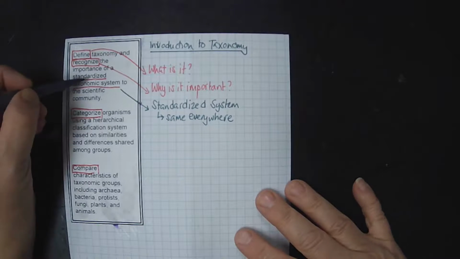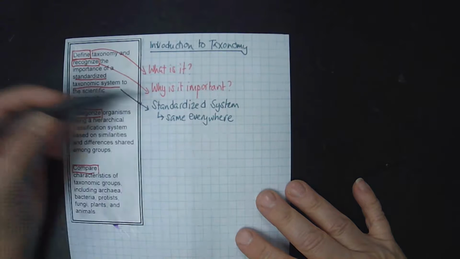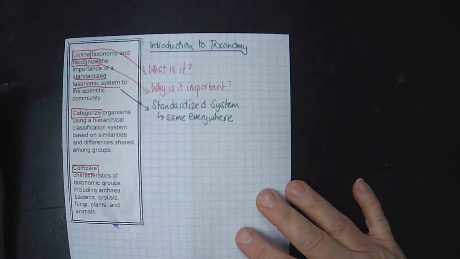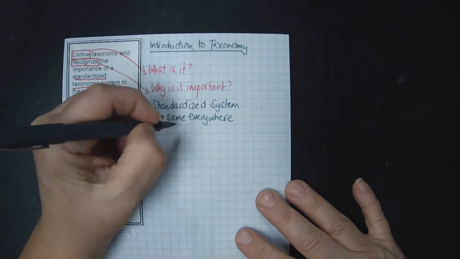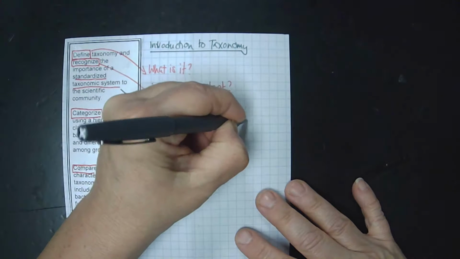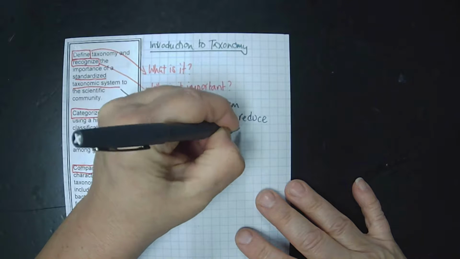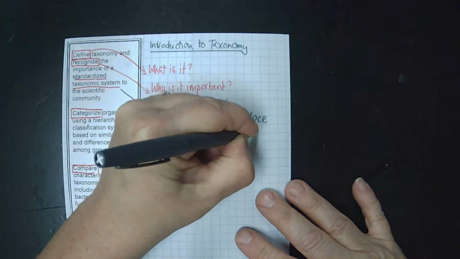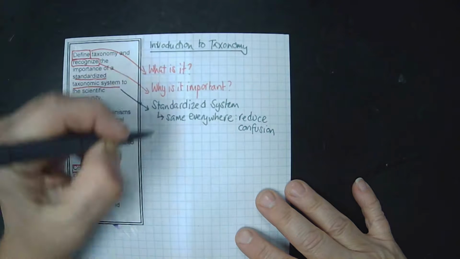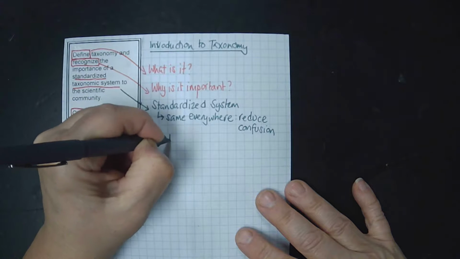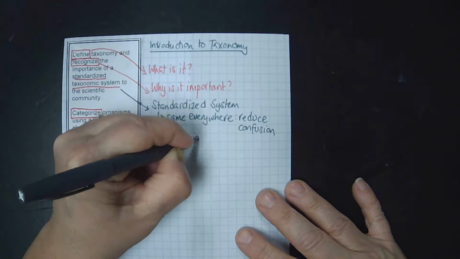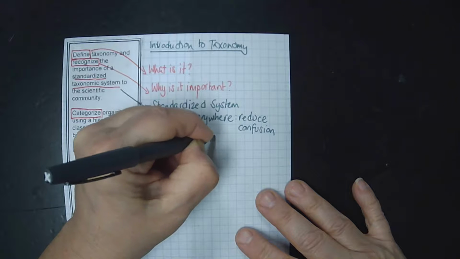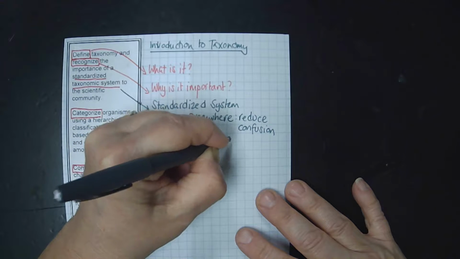Well, if you have a standardized system, it's the same everywhere, and so everybody uses the same name for every organism, and that gets rid of confusion. So why is it the same everywhere? To reduce confusion. And we use this thing called binomial nomenclature. I know that is a crazy term, right?